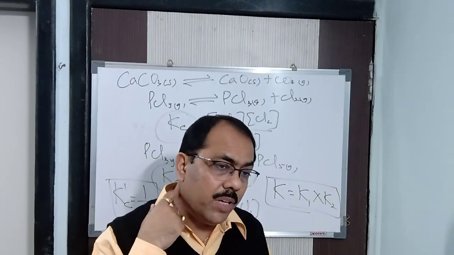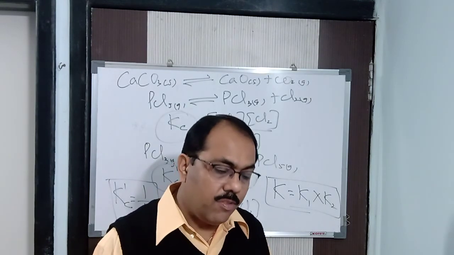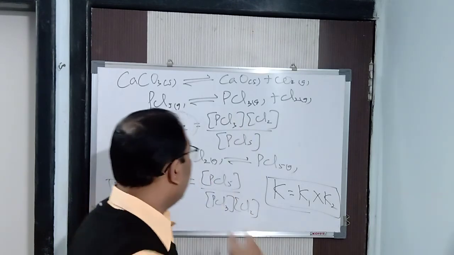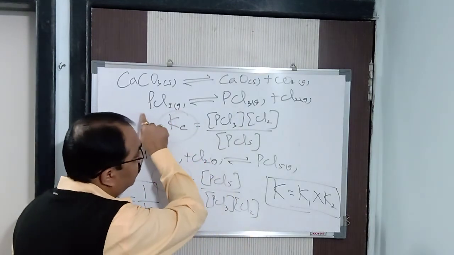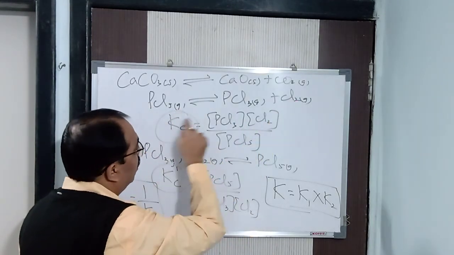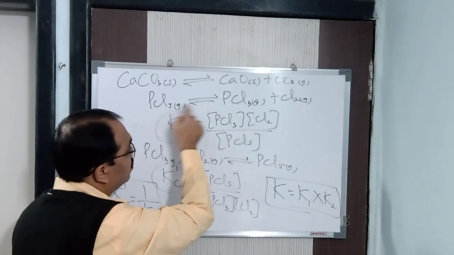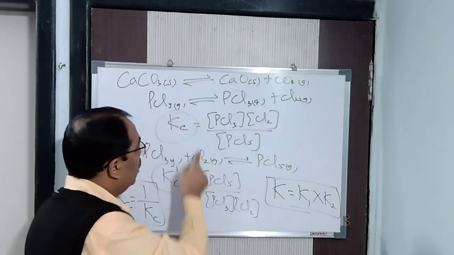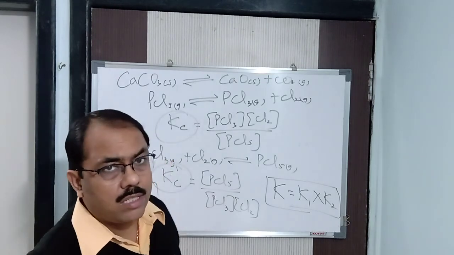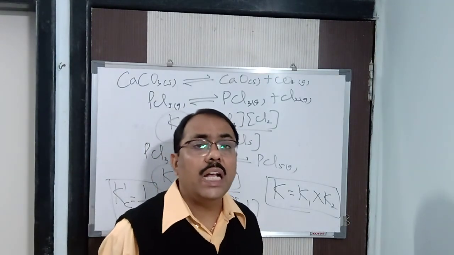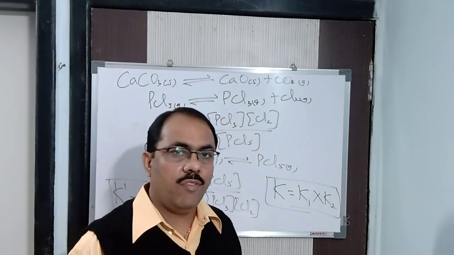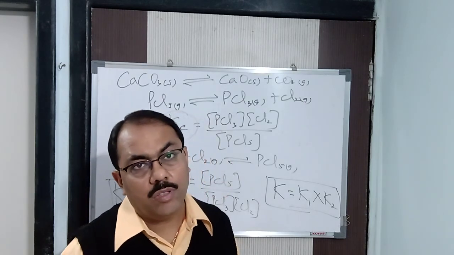So from the value of the equilibrium constant, again I repeat: if the value is very, very large, the reaction has proceeded far towards completion. If this value is very, very small, the reaction has hardly proceeded in the forward direction. If this value is equal to 1, the reaction is in equilibrium. In this way, from the value of the equilibrium constant, we can conclude this. Thank you.